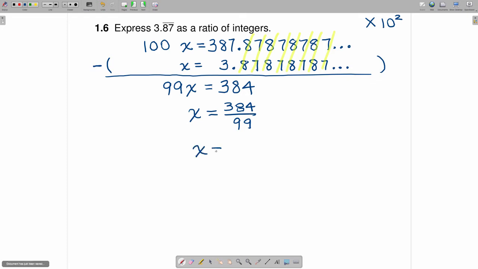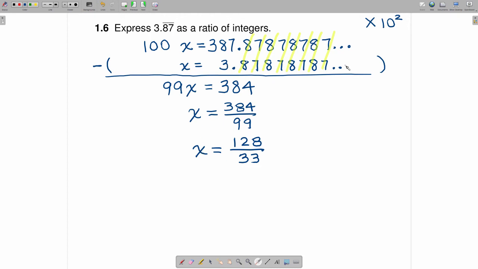It turns out that both the numerator and the denominator are multiples of 3, and because they're multiples of 3, you can take 99 divided by 3, and that'll give you 33. Then you can take 384 divided by 3, and that will give you 128. So the question asks for expressing 3.87 repeating as the ratio of integers, and the answer is if you take 128 and divide it by 33, and you should try that on your calculator to see if you in fact get this, you will get 3.878787, etc.